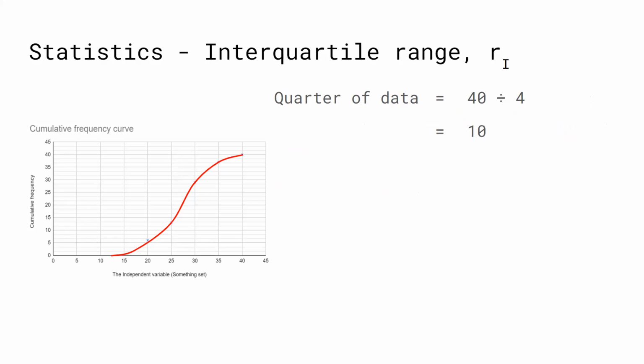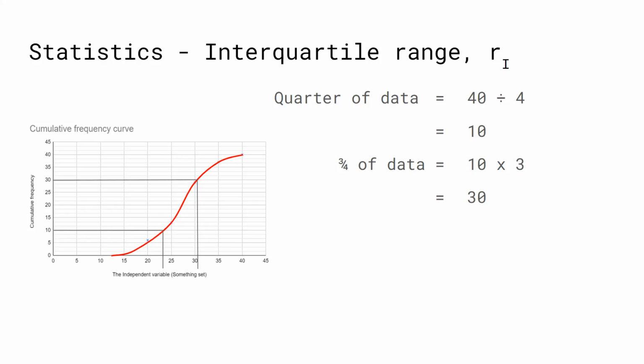To work out the interquartile range, we need to take a quarter of the data first. So if we've got 40 points in total, that's going to be 40 divided by 4, which is 10. And then I'm going to add a line across and down from 10. And then I'm going to take another one at 3/4 of the data. So I'm going to take that 10 that I just worked out, times it by 3, which gives me 30. So I'm going to come across and down on my graph.